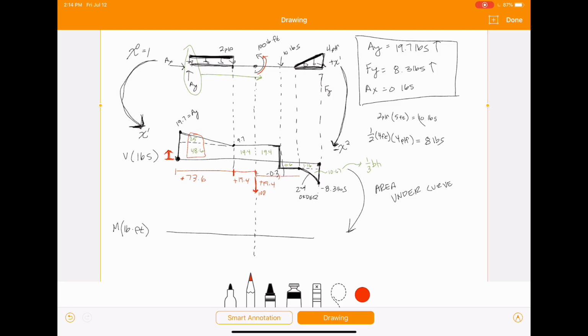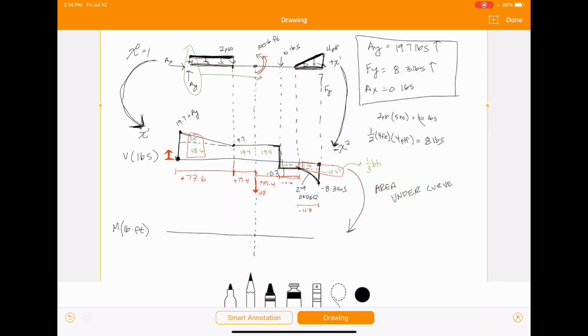And then between here and here, it's going to be a negative 0.6 change in moment. Negative because it's below this axis here. And then between here and here, it's going to be this combined value here, which ends up being 11.8. And that's going to be negative.